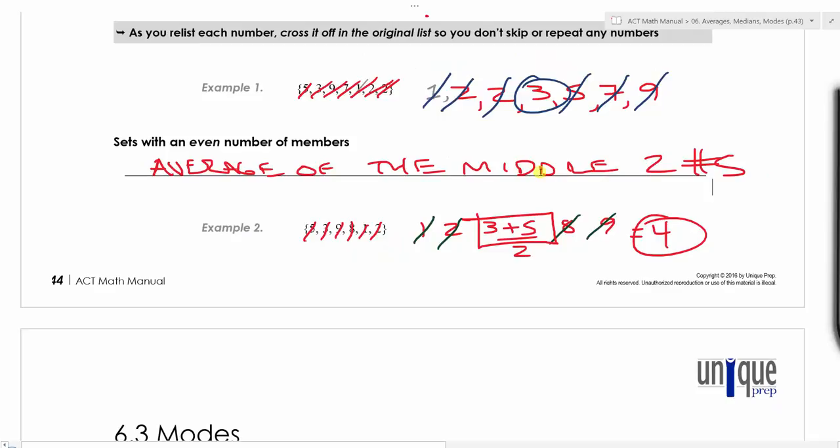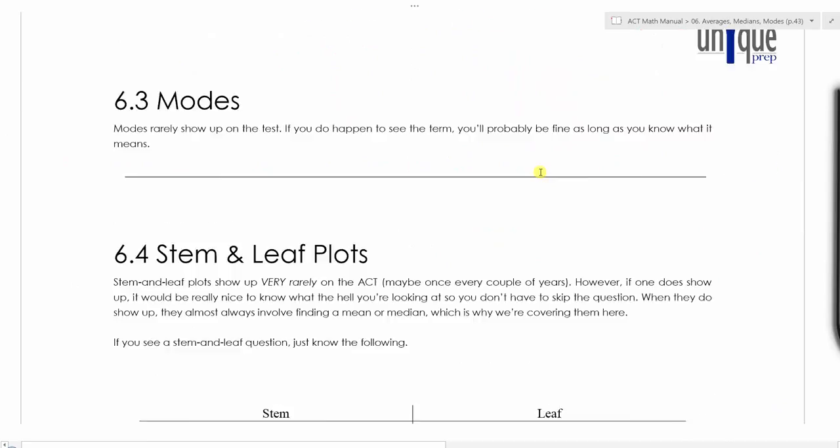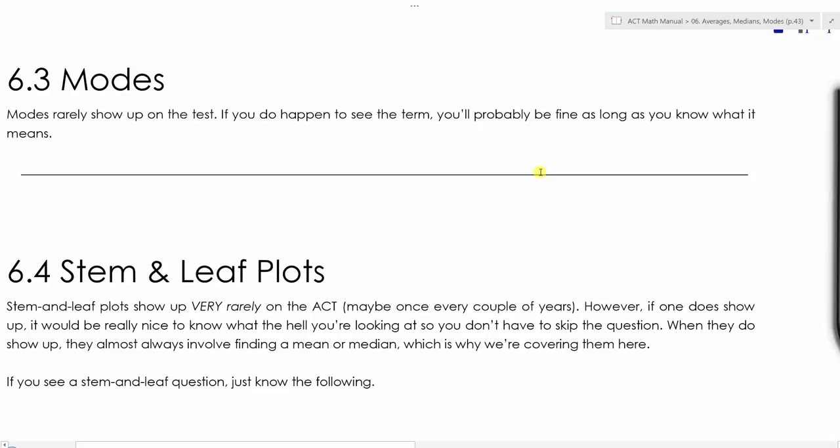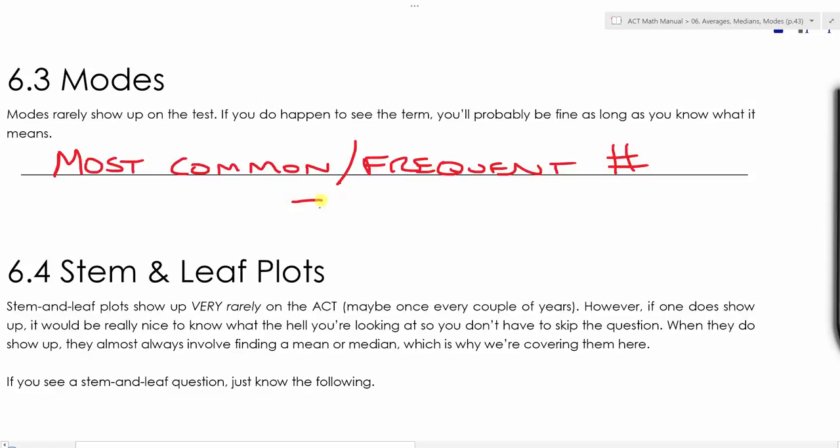Now, in terms of modes on the next page, page 45, you really don't need to worry too much about modes. They very rarely show up, and if they do, most likely just knowing this definition will be enough for you. The mode is the most common or most frequent number in a set. Okay, so if you had 2, 2, 3, 4, 5, the 2 would be the mode.